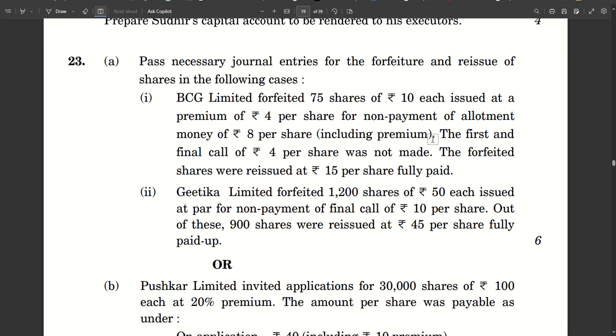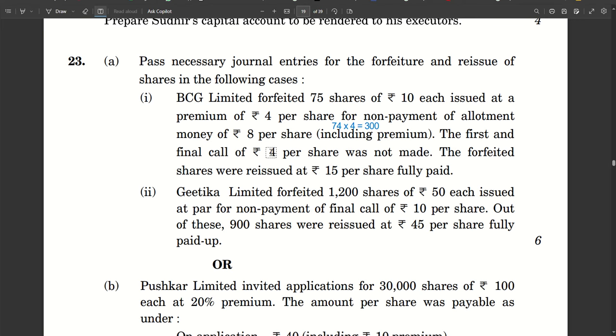The face value is 4, and premium is not received because the allotment money was not paid. So premium of 4 rupees was also not received. That means you will be debiting securities premium account during forfeiture. Okay, 4 into 75, that will come out here as your securities premium amount. So straight away you have to write that 75 into 4, which is 300, that gets debited to securities premium reserve account during forfeiture.